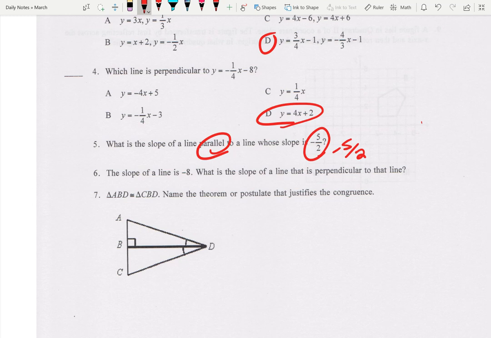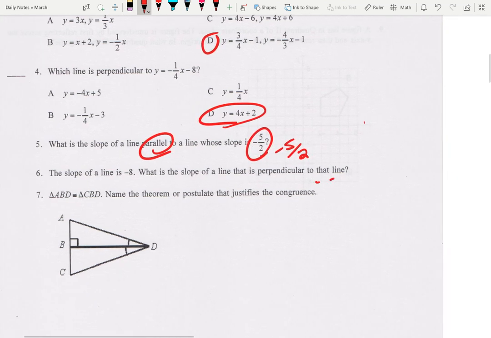The slope of a line is -8. What's the slope of a perpendicular line to that? So -8, perpendicular means opposite reciprocal. So it would have to change to a positive and then flip this over, positive 1/8. So the answer would have to be positive 1/8.